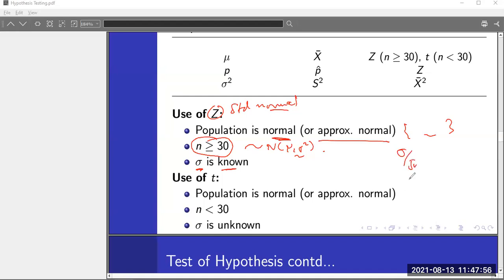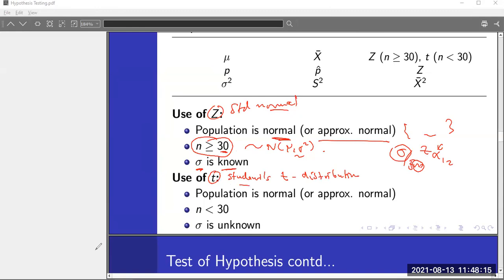That's sigma by the square root of n, z alpha by 2, for example. So that is when n is greater than or equal to 30. If that is not the case, then use what we call the Student's t distribution tables, denoted by the small t.